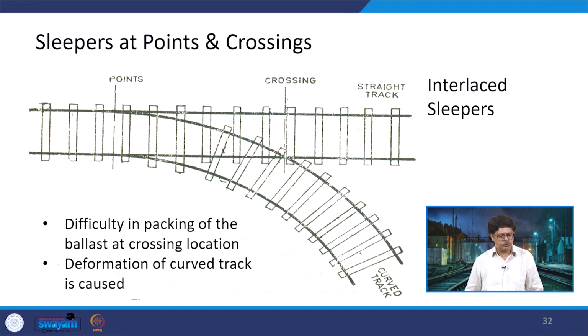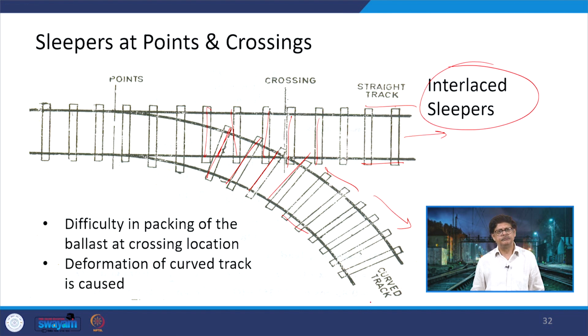Now, the last thing we are looking at is how the sleepers are placed at points and crossings. You can see there is a straight track going and then there is a turnout. Here sleepers of the same size are being used, but there is a sleeper getting in between the two straight sleepers, and because of this arrangement it is known as an interlaced sleeper. The problem here is that packing the ballast in this small area is very difficult, and there is a possibility of deformation of the curved track.